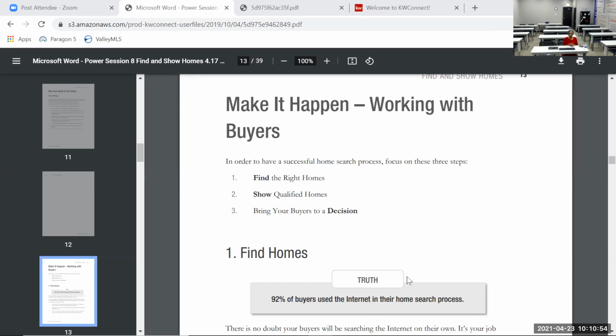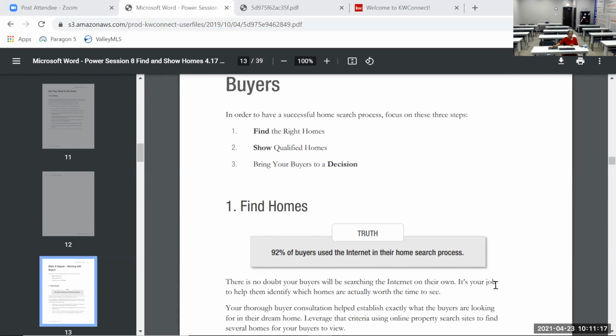So you have to show qualified homes. You have to qualify the homes, but then you have to coach them. I try not to tell them no. I just try to coach them through the process, okay? And then you want to bring your buyers to a decision, okay? Once I've shown you a home, is this the right home for you? Are you ready to put in an offer, okay?